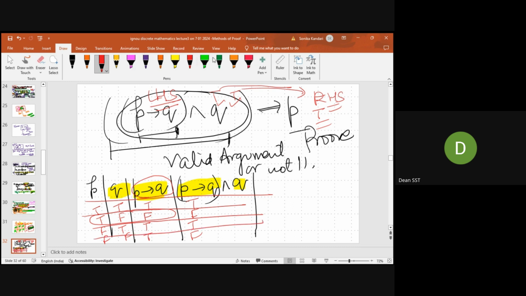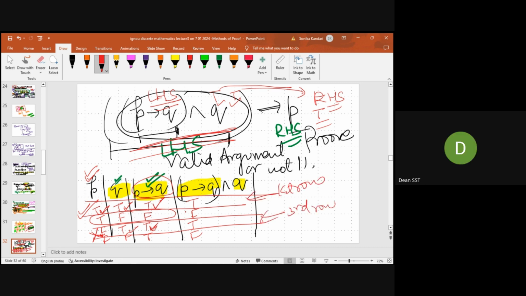Now we have to see whether the left hand side is equivalent to the RHS. How can we say it? See, what are the premises? We are having P implies Q and Q, and for the RHS we are having P. In the case of true, true, are we having true in P? Yes, so this is good. Then in the case of this true, true, are we having true in P? No. So we can't say that this is a valid argument. Is it clear, class? Yes. The first row is satisfying, but the third row is not satisfying.